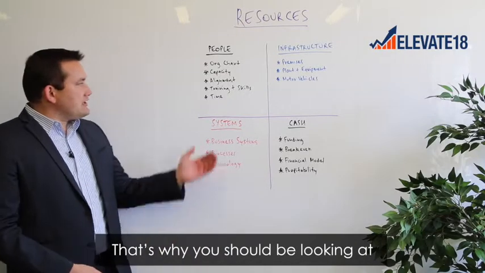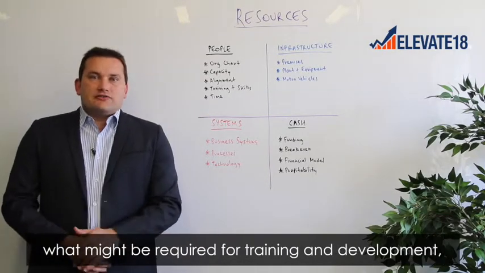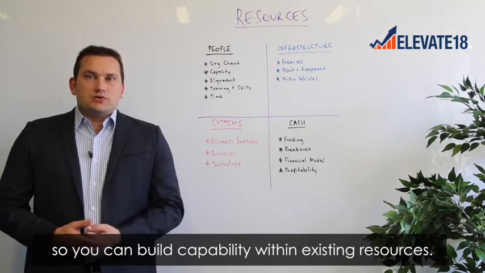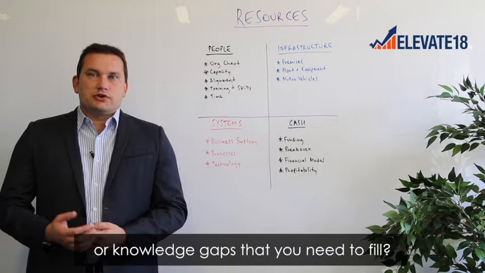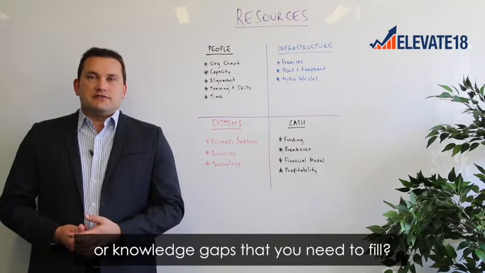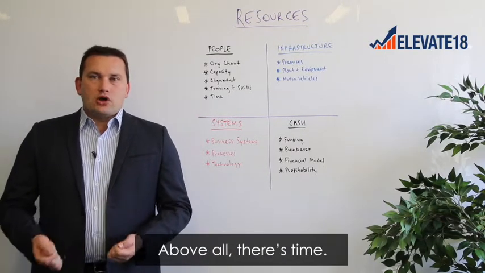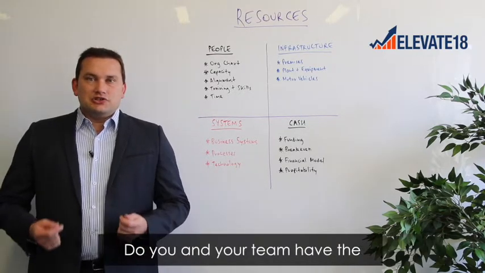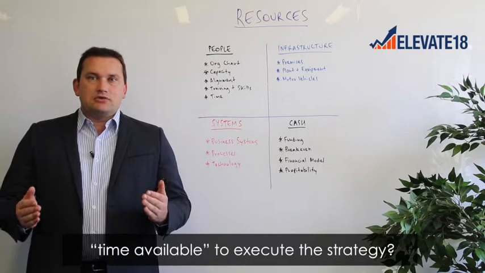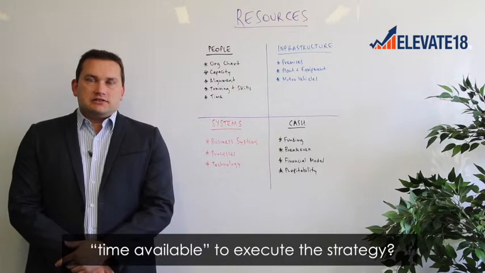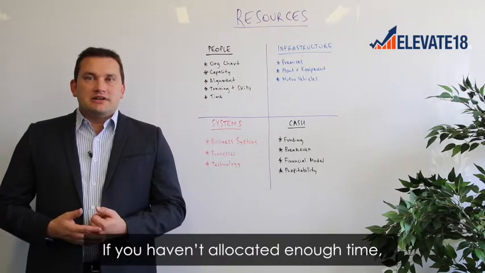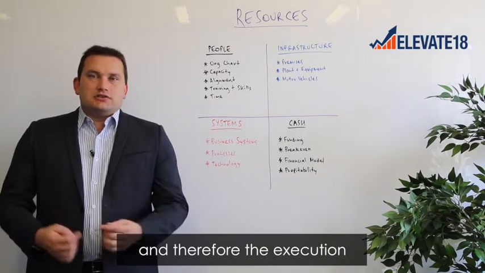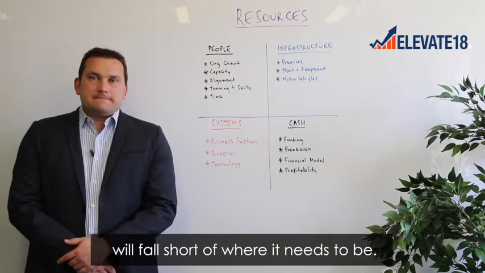And so that's why you should be looking at what might be required for training and development, so you can build capability within your existing resources. And are there skill shortages or knowledge gaps that you need to fill? But above all, there's time. And this is perhaps the most overlooked resource there is. So do you and your team have the time available to execute the strategy? Because if you haven't allocated enough time, you haven't resourced your strategic plan, and therefore the execution will fall short of where it needs to be.